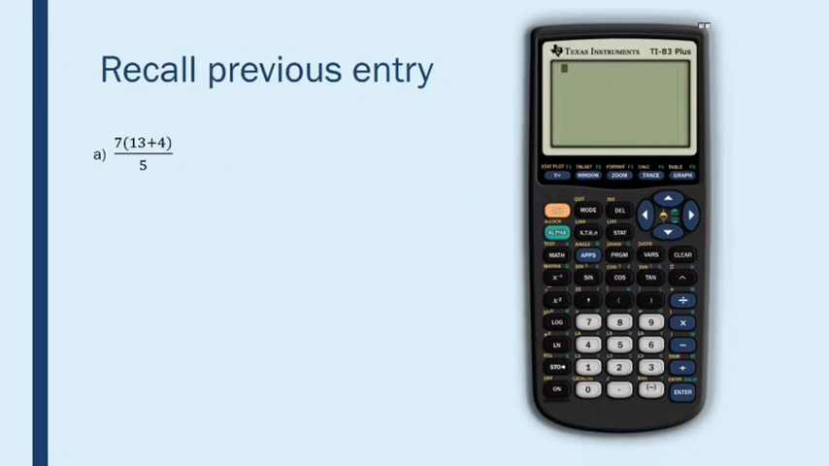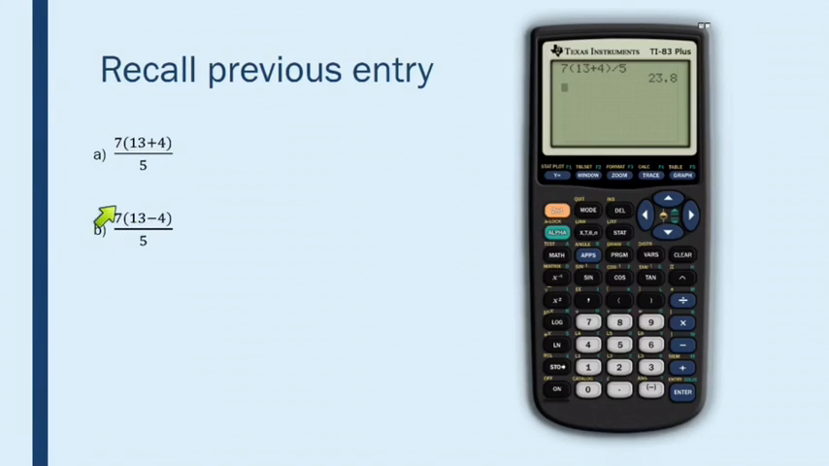Now I want to show you how to fix a typo in an expression for which you have already pressed enter. So an expression that's no longer active. Okay, here you can see that I have entered this expression 7 times 13 plus 4 all divided by 5. And that's what I have here, 7 times this sum, and that product is going to be divided by 5. Okay, now let me go ahead and press enter to get an answer. And suppose I realize after I press enter that I didn't want a plus, I wanted a minus.